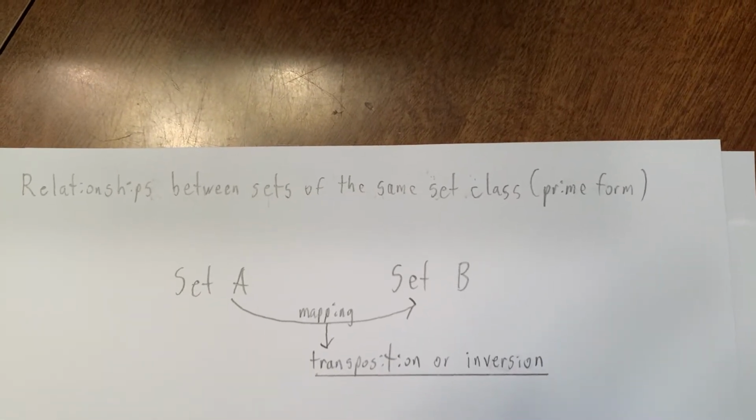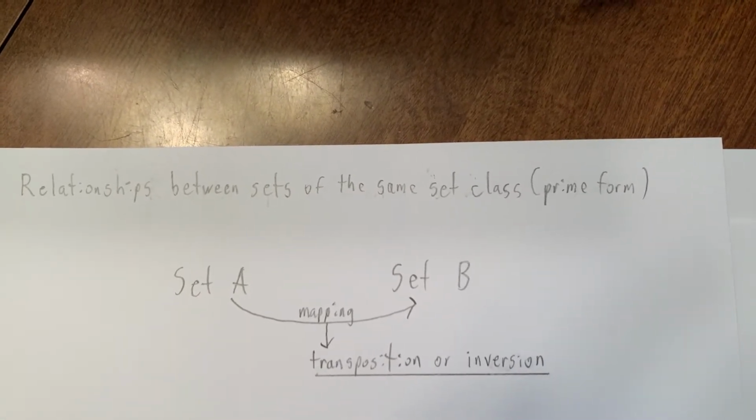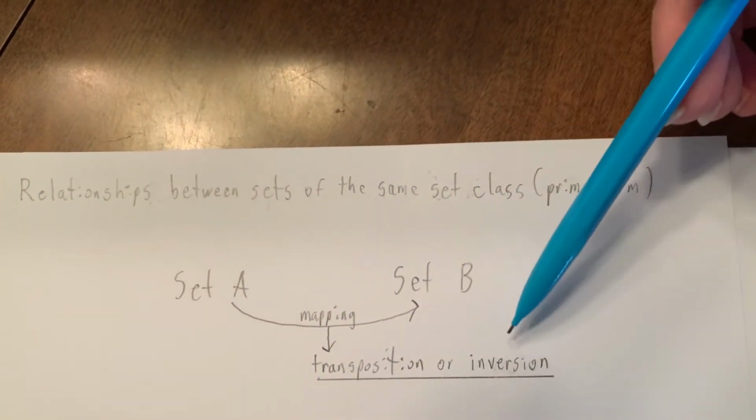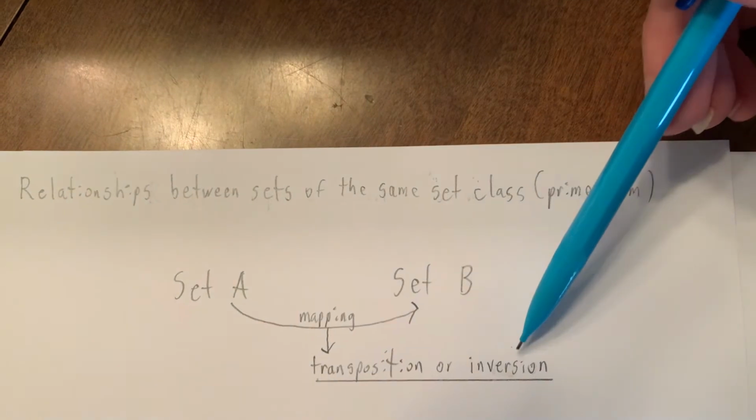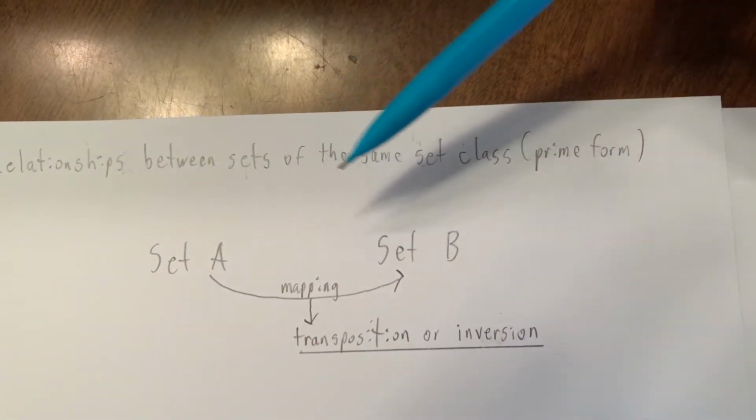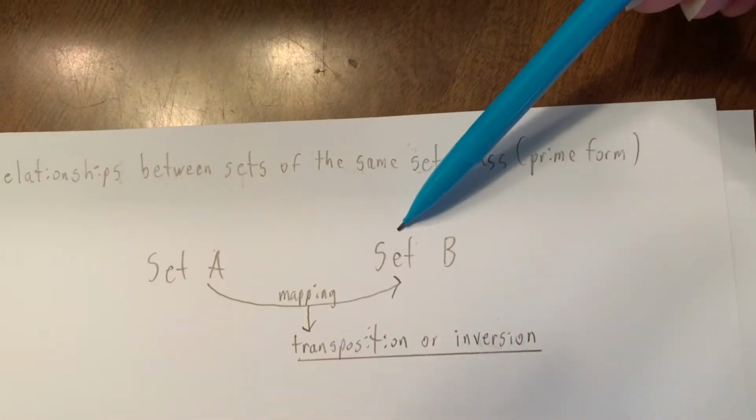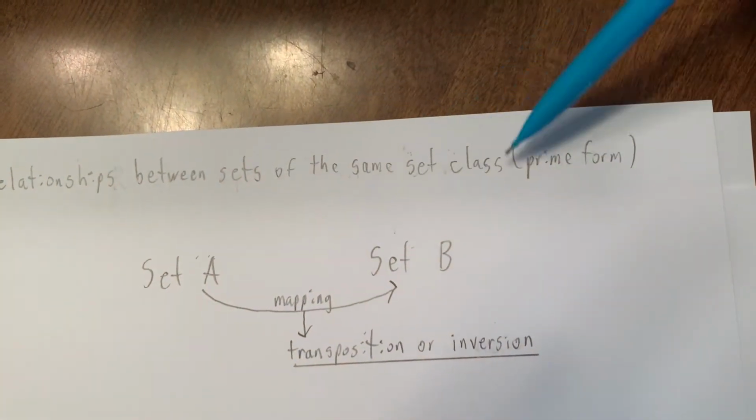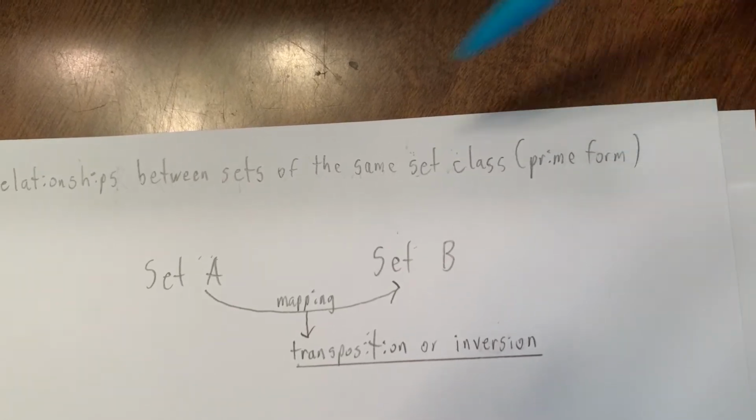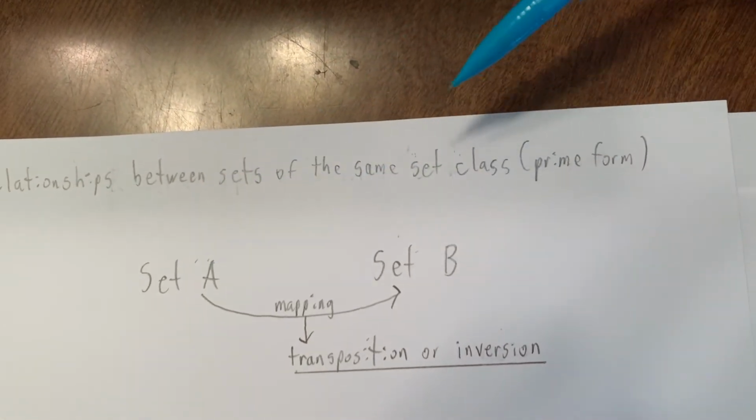All right, now what I'm going to be talking about then is, our main topic of this week, transposition and inversion. Okay, so if we have a scenario like I was just mentioning, of two different sets, set A and set B, and they both happen to be the same set class, which again means the same prime forms. Let's say they're both 013s, for example.